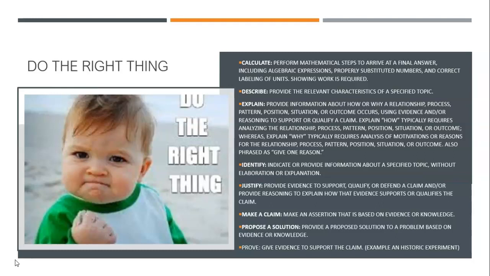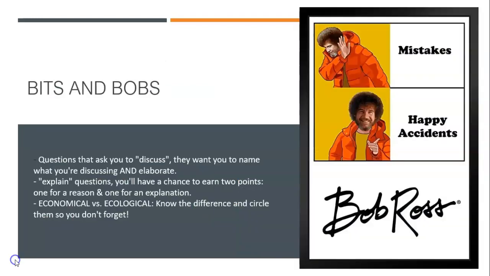Propose a solution. Provide a proposed solution to a problem based on evidence or knowledge. You guys are pretty good about this. Oftentimes you can talk about how the government would solve the situation, or some sort of grassroots movement would solve the situation. And then prove. When you have to prove something, you have to give evidence. It's like justifying. So you just have to give evidence to support your statement. Also remember that if they ask you to discuss, they want you to name whatever it is, and then they want you to elaborate on that.